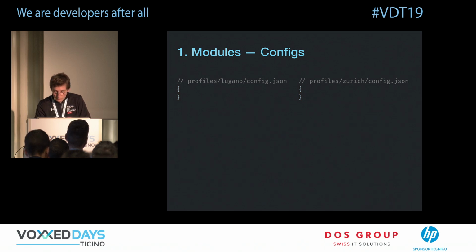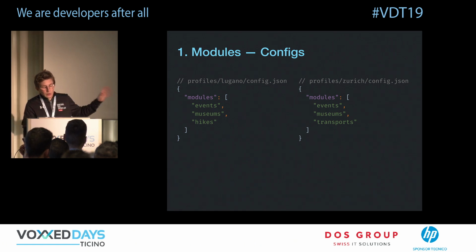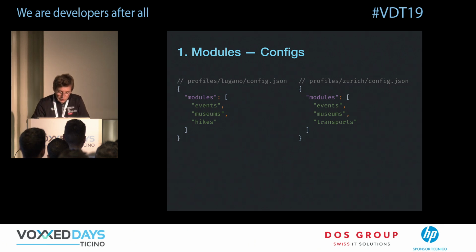So what we're going to do here is open our configuration files we prepared before, and we are going to tell them, okay, for those two applications, we have these modules. And in Lugano, you see you have the list of modules. It's different from Zurich. We have hikes instead of hikes and transports. We still have events and museum. But here we are going to define the modules, and those are the exact names of the modules we defined in the modules directory in our white label project. And then now we set up our configuration, and we can give it to the white label engine.